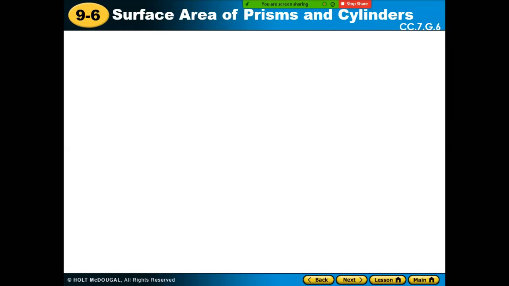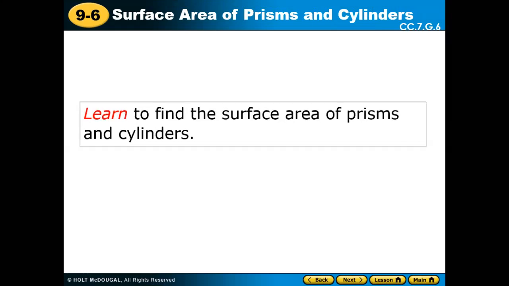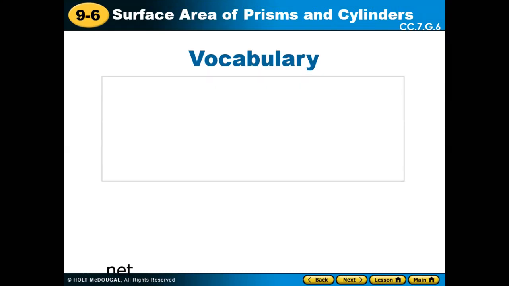Today we are going to learn lesson 6 on chapter 9, surface area of prisms and cylinders, which is based on the Common Core Standard 7.G.6. Our objective for today: find the surface area of prisms and cylinders. Let's start with the vocabulary for today.